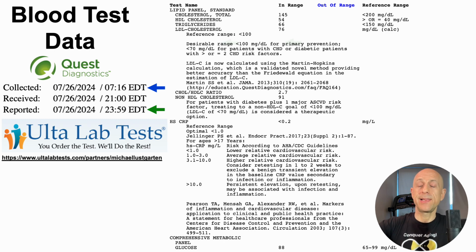All right, so some highlights. HDL, 54 milligrams per deciliter, is now in the optimal range, 50 to 60 milligrams per deciliter. I covered that in an earlier video. If you missed it, it'll be in the right corner.